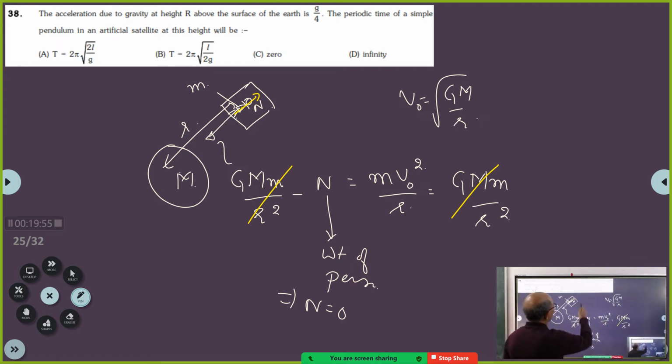Now, for a pendulum, the time period T is equal to 2π root of L by g. If g is 0, then the time period is going to be infinite.